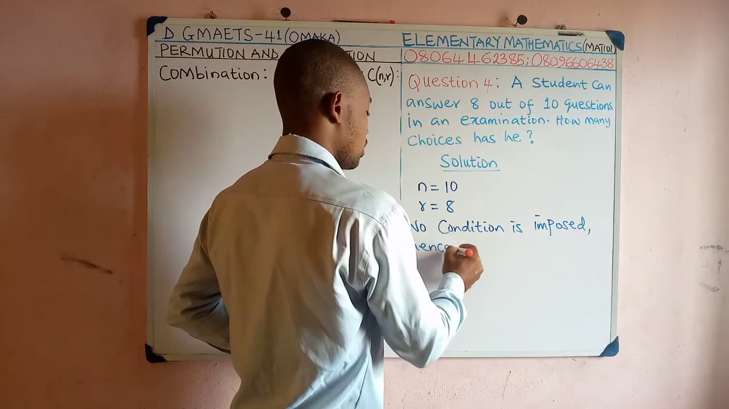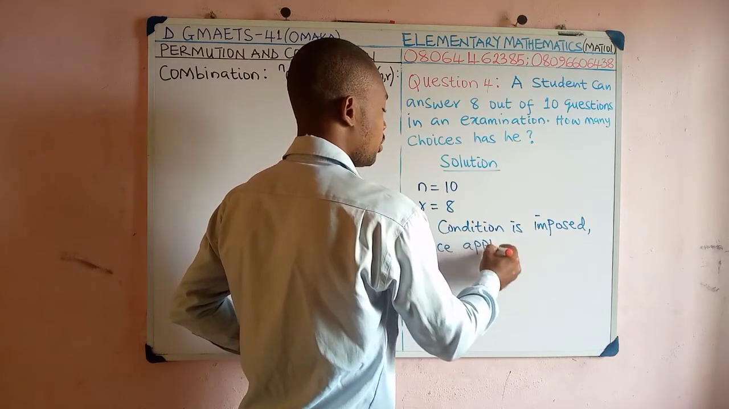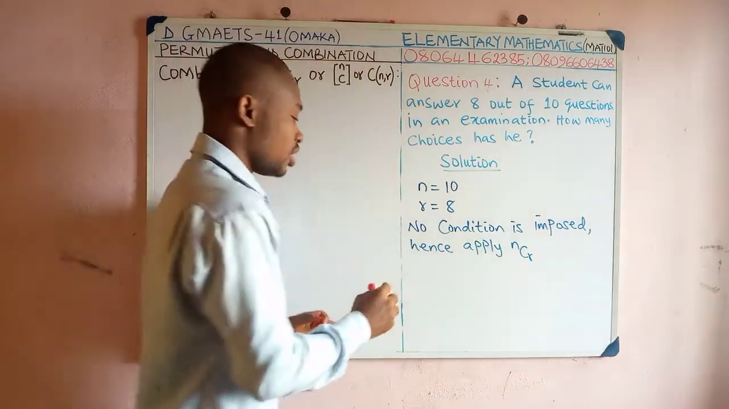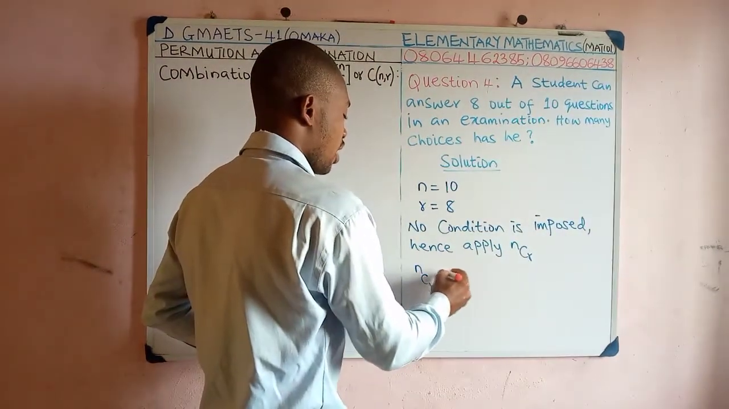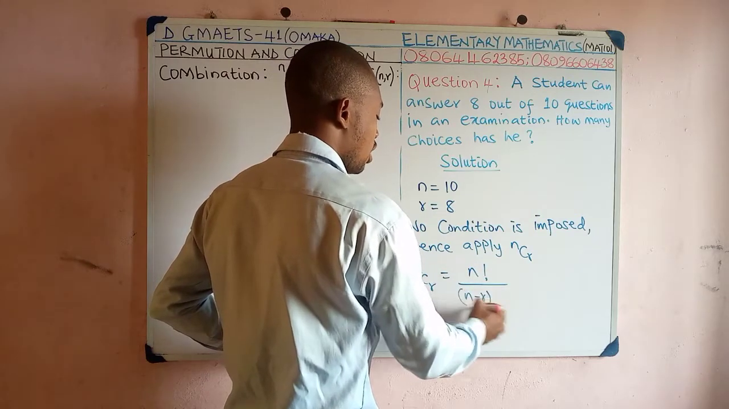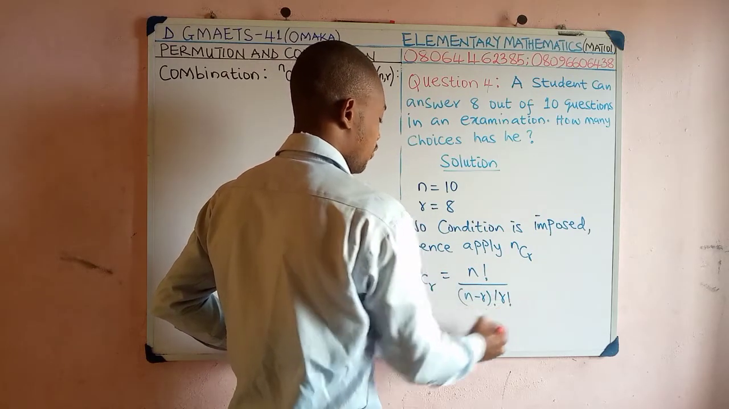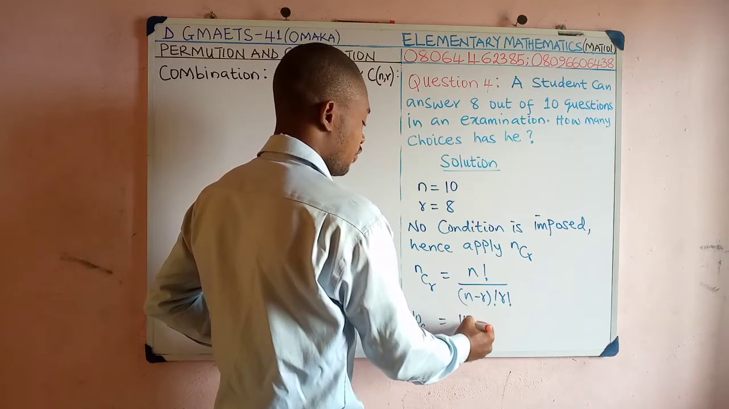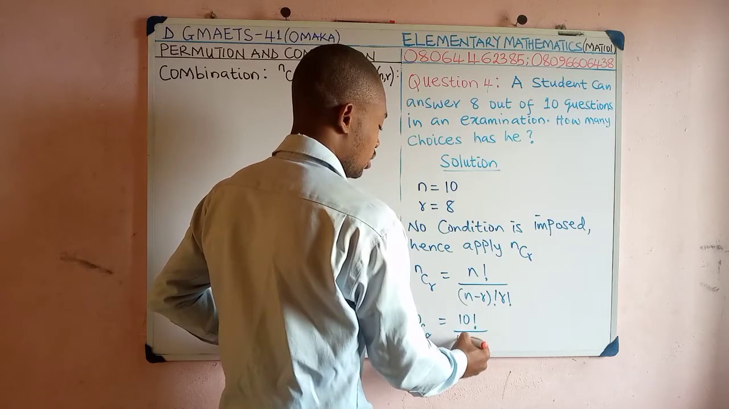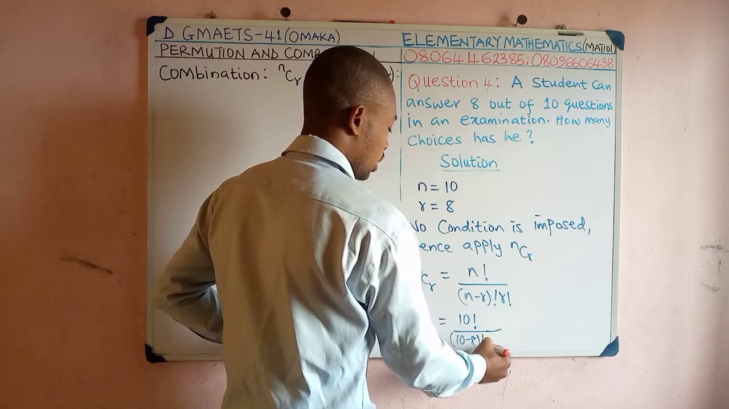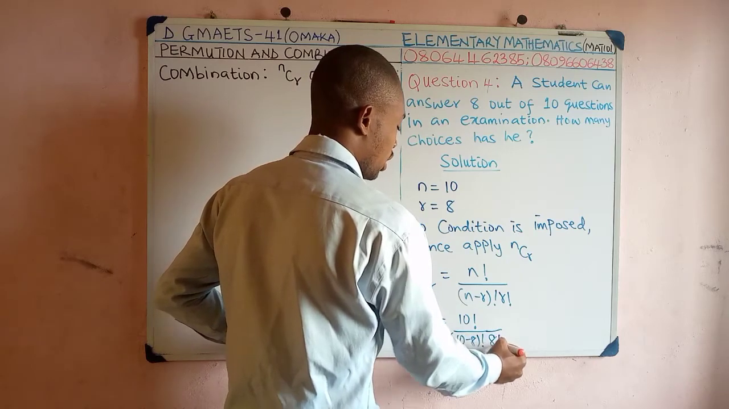Hence, apply n combination r, is that okay? Now, n combination r, we have the formula already, n factorial all over n minus r factorial r factorial. So 10 combination 8 is going to be 10 factorial divided by 10 minus 8 in bracket factorial, then we're going to have 8 factorial.